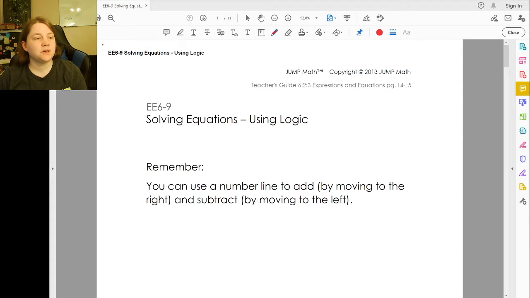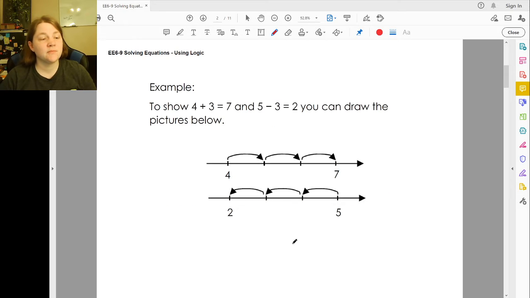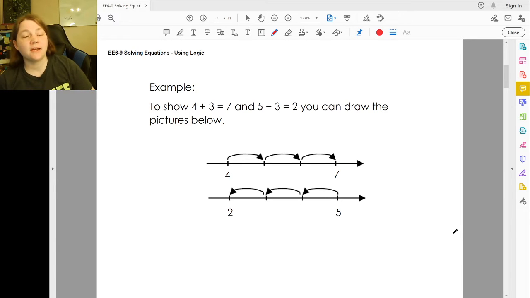This video is going to talk about solving equations using logic. You're going to notice that a lot of this video is going to repeat some of the same strategies that we've used in the past. So remember that to show 4 plus 3 equals 7 and 5 minus 3 equals 2, we can draw the pictures below.